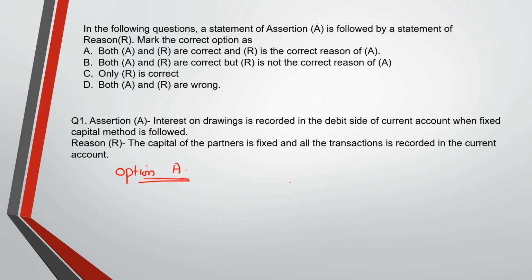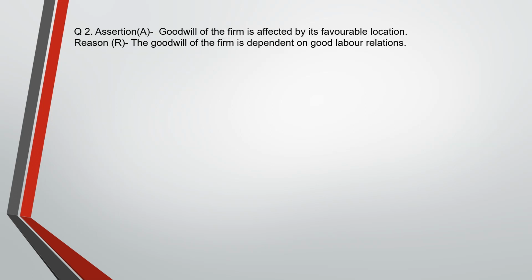So hope now that is clear. We'll do one more question on assertion and reason. Now, assertion here is goodwill of the firm is affected by its favorable location. Yes, if the firm has a location which is very favorable, like in a very good location, it will be able to get more customers. So its business will prosper. Yes, so the assertion is true here.